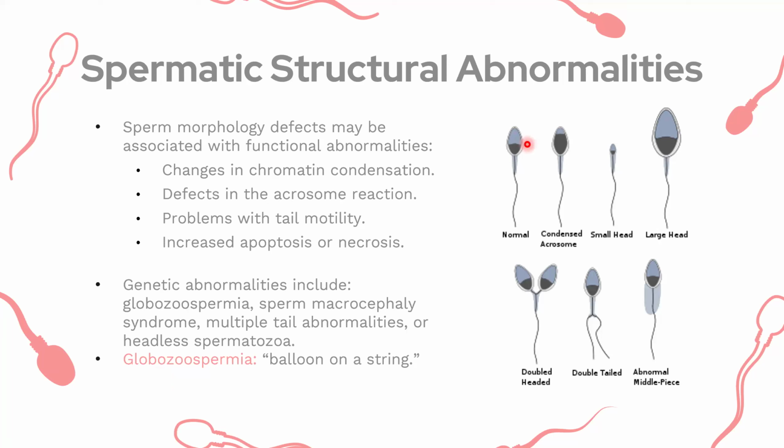Other types of structural or morphological abnormalities that you can see are this microcephalic head, this very, very small head, a condensed acrosome, which might still be able to fertilize, it's just a bit more difficult, a double-headed type of sperm that did not separate properly, a double-tailed type of sperm, and a very large-headed type of sperm. So all of these are very, very commonly seen.